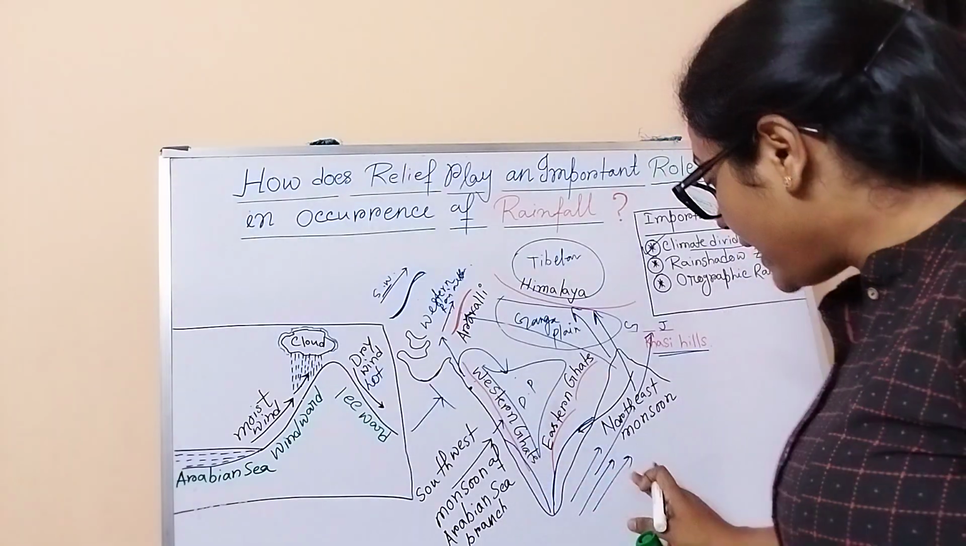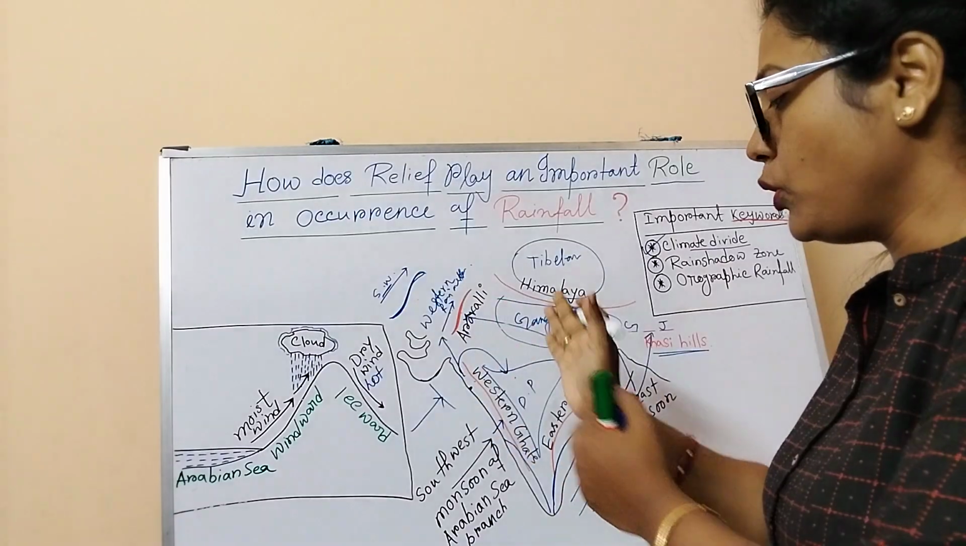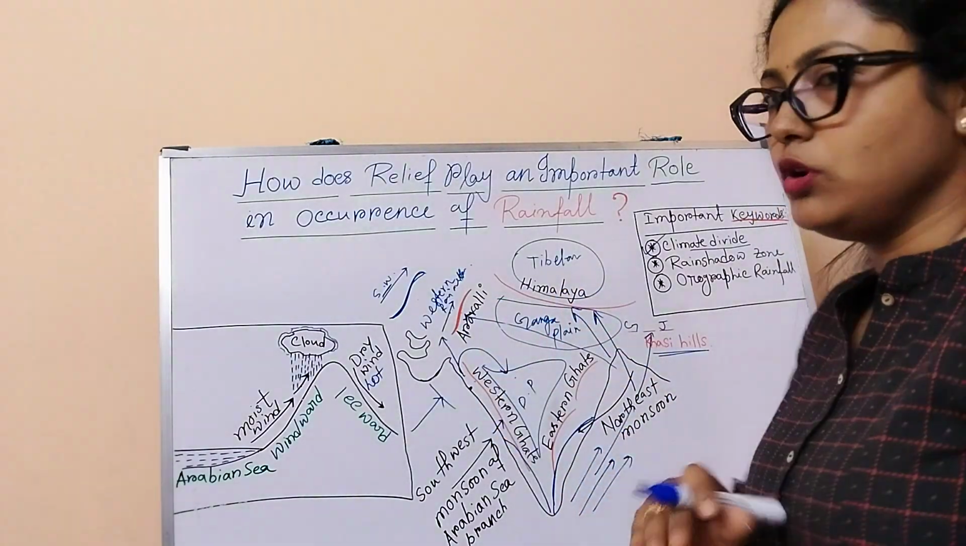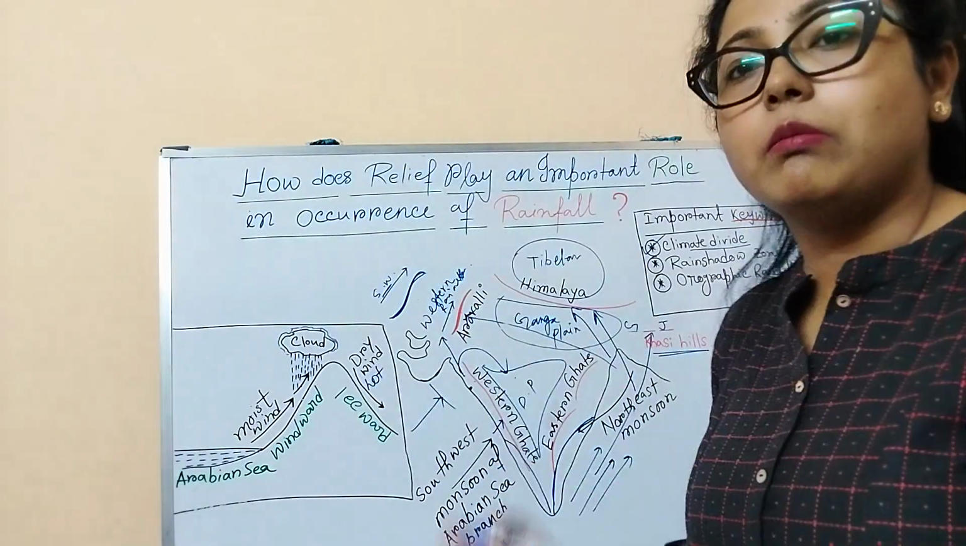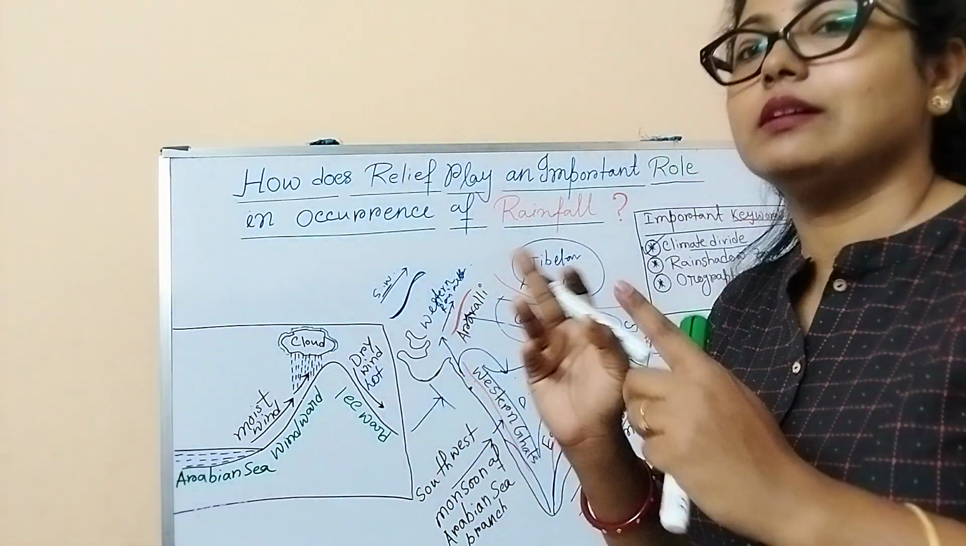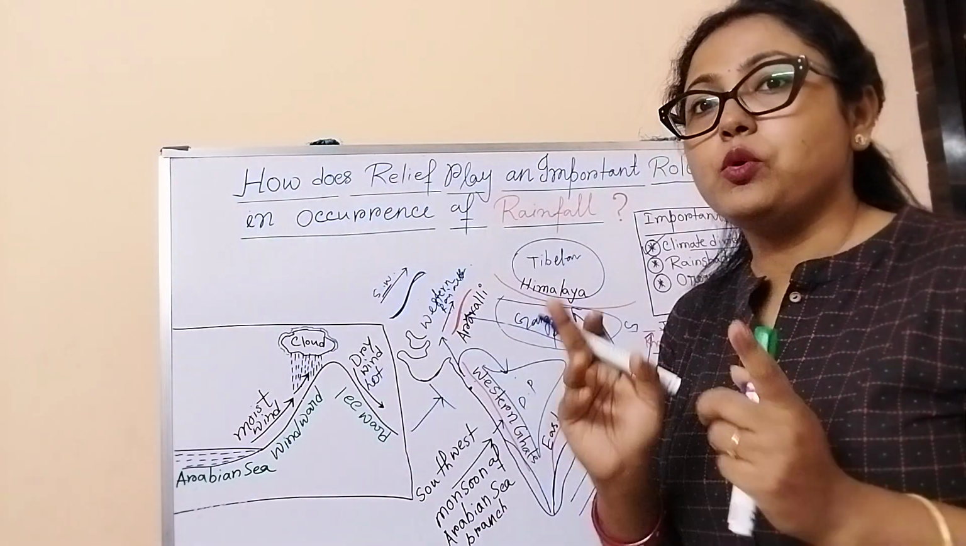Why? Because the Bay of Bengal branch is blowing parallel to the Coromandel coast, see. It is blowing parallelly. So therefore, no obstruction, no rainfall. That is why Tamil Nadu remains dry during the rainy season. A question is asked: why does Tamil Nadu remain dry?